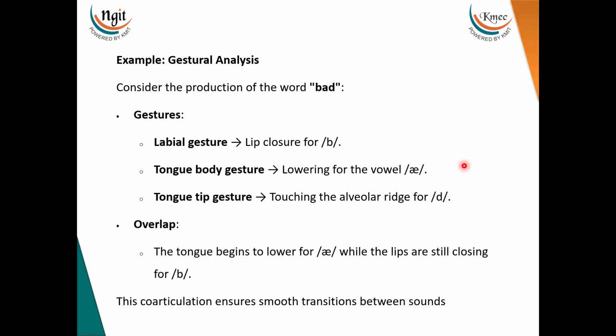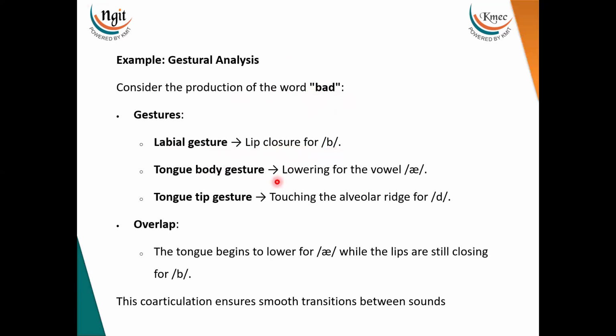Next example for gestural analysis. So consider the production of the word bad, B-A-D, bad. So first gesture, labial gesture is lip closure for B, right? So when you try to say this particular word bad, since it has the alphabet B in the beginning, B being a bilabial sound where our lips have to close, right? So lip closure happens for B.